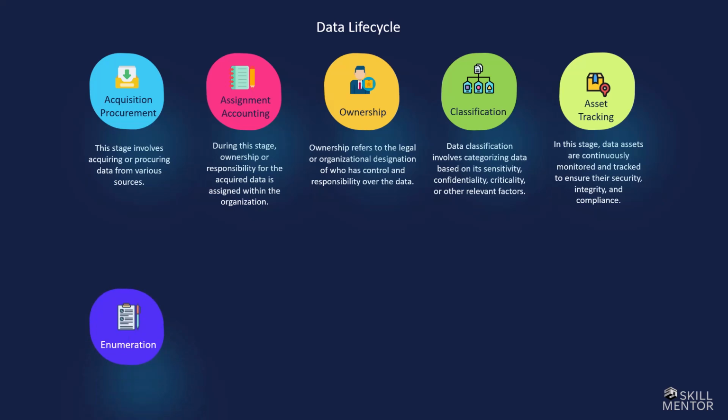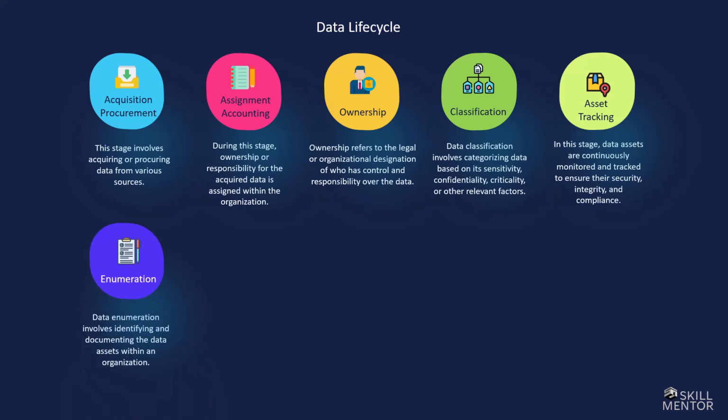Next is data enumeration. Data enumeration involves identifying and documenting the data assets within the organization. This includes creating inventories or catalogs that capture information about the types of data, its characteristics, storage locations, associated systems or applications, and other relevant metadata.